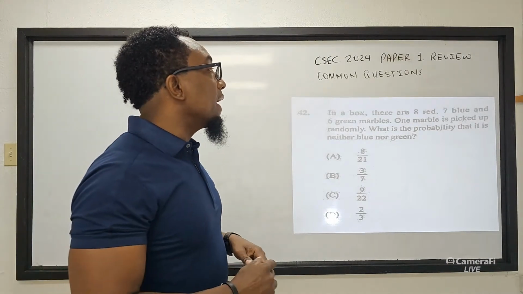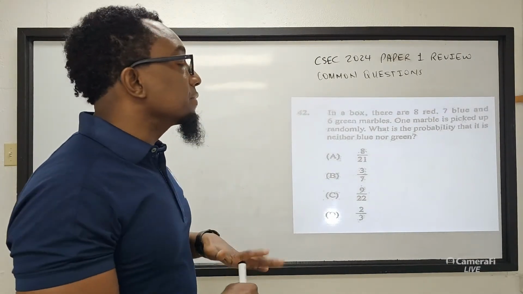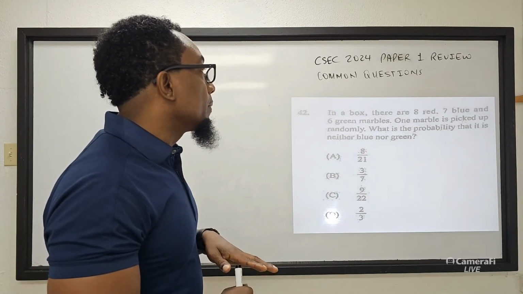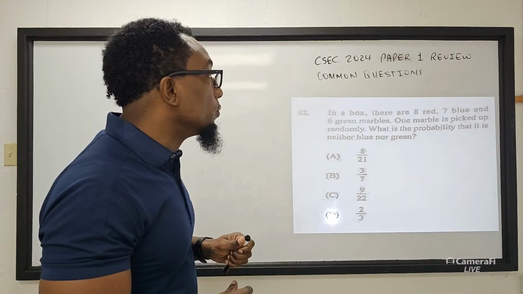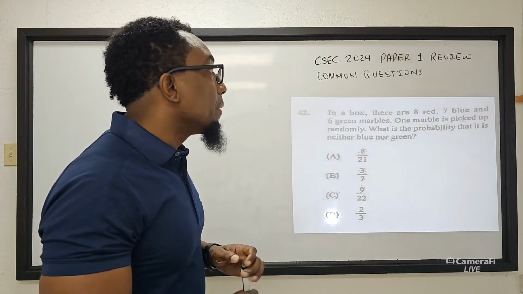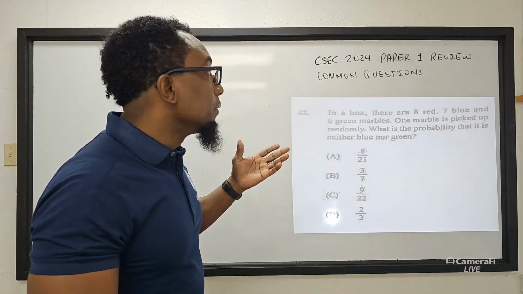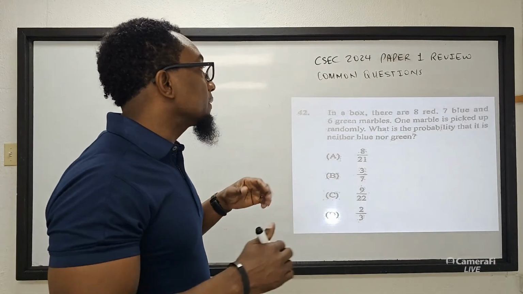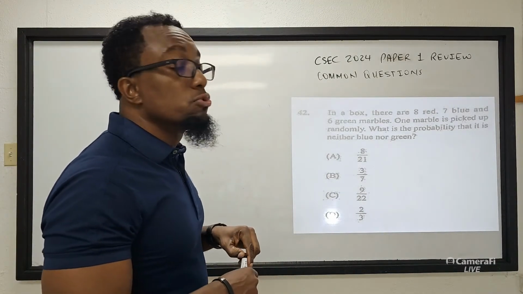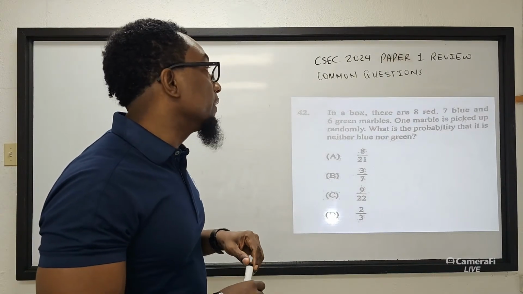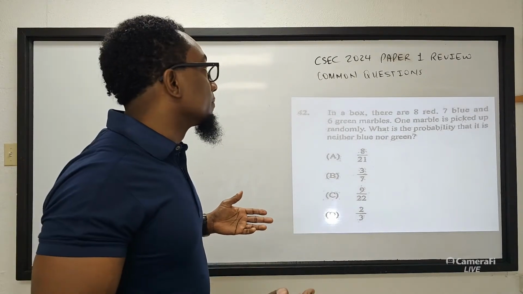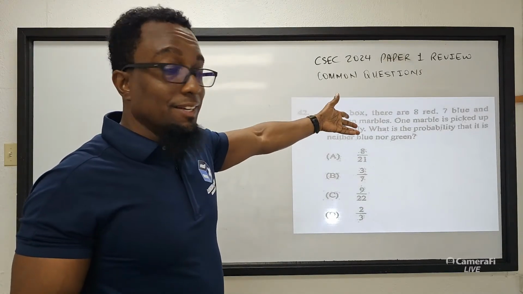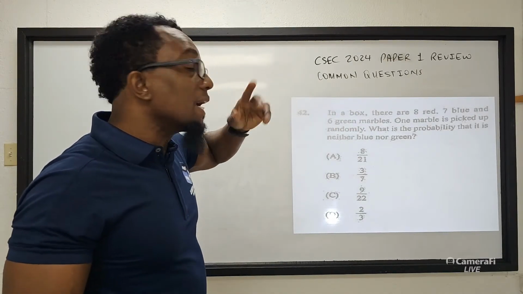So in a box there are 8 red, 7 blue and 6 green marbles. 1 marble is picked up randomly. What is the probability that it is neither blue nor green? So you have a box with 8 red, 7 blue and 6 green. Good? 1 marble is picked up at random. What is the probability that it is neither blue nor green? If it's neither blue nor green, you have a box with those 3 colors. If it's neither blue nor green, then it has to be red. Good? It's neither blue nor green, so it has to be red.